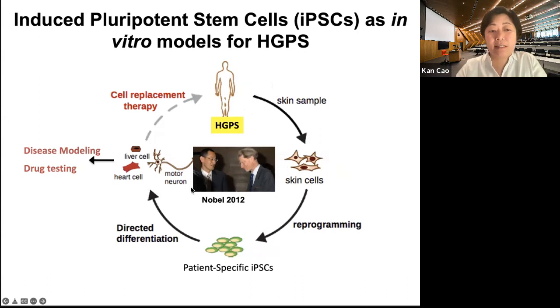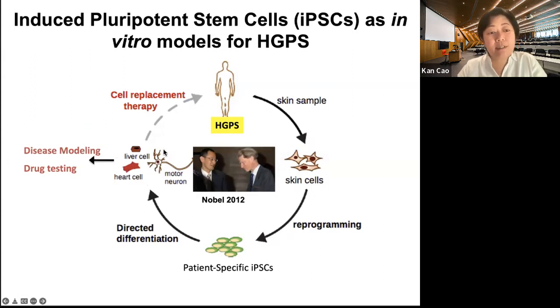With this technology they developed, we use the patient's skin cells, reprogram them to patient-specific iPSCs, and then we give them the right signal to ask them to commit to other cell types. Here are some examples of the things we can do. We can ask for liver cells, heart cells, motor neurons, or anything which was unattainable to us without this technology.